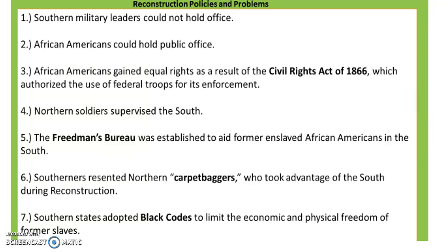Black codes, that's what the southern states adopted right after African Americans were emancipated or freed from slavery. And the black codes limited the economic and physical freedom of former slaves, such as they couldn't carry a gun, they had a curfew they had to follow, they couldn't rent property, they had a lot of difficulties in just exercising the freedoms that they had won after the Civil War.